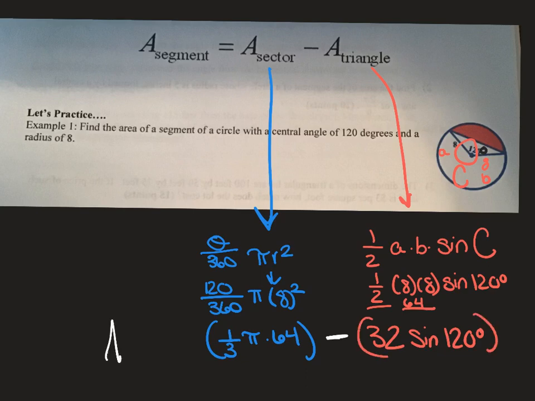So the area of the segment that we're trying to find equals 1/3 times pi times 64 minus 32 sine 120 degrees. So let me type this in my calculator real quick. So I've typed this in my calculator. Let me add a picture to help you out really quick.